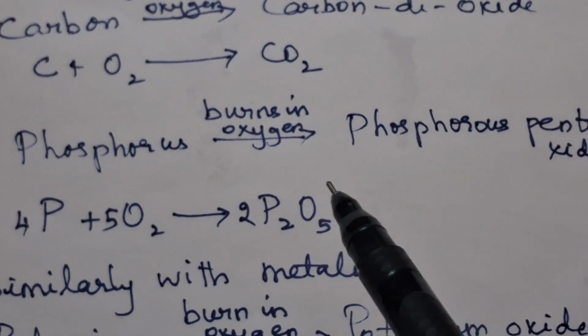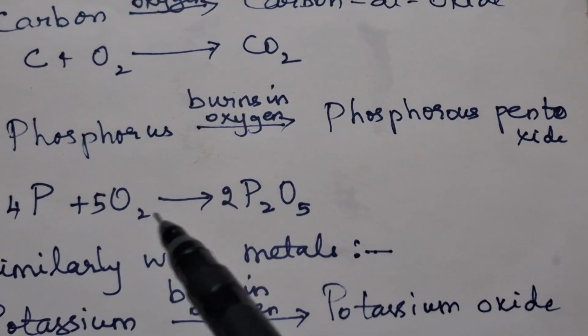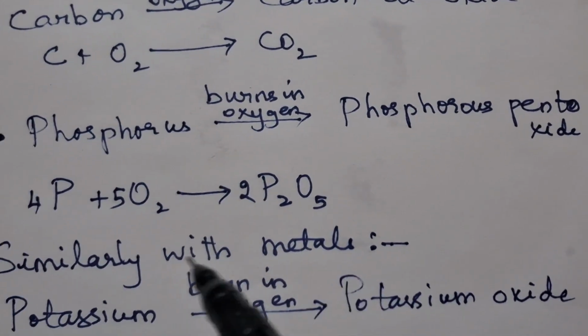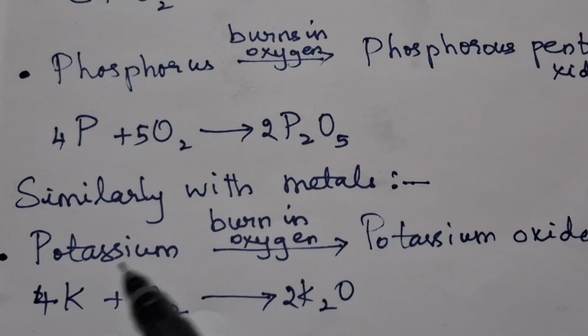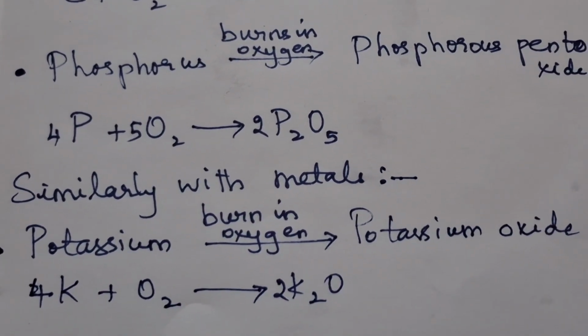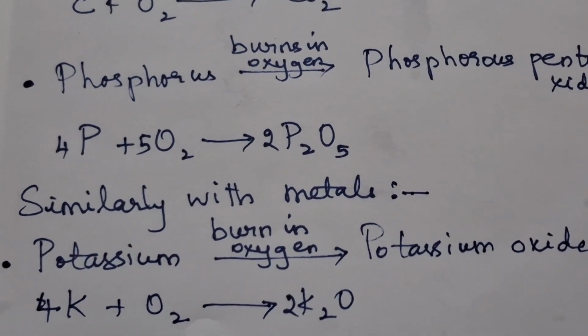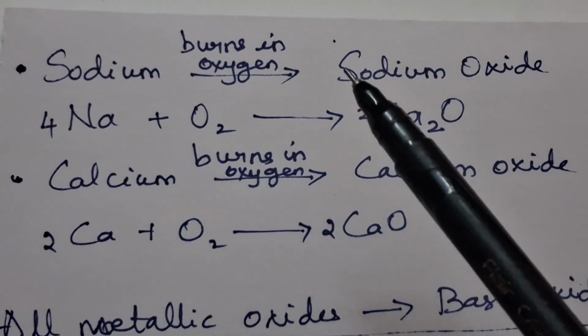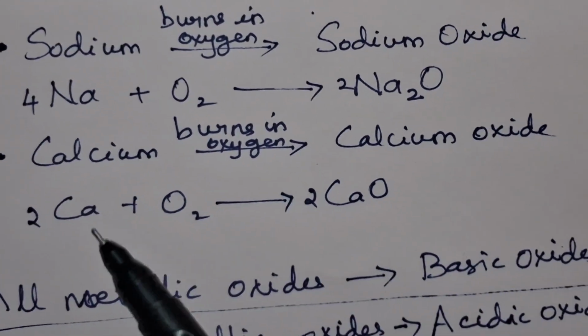Phosphorus burns in oxygen to give phosphorus pentoxide. P plus 5O2 gives you P2O5. You have to balance the equation. Similarly with metals. When potassium burns in oxygen, it gives you potassium oxide. K plus O2 gives you K2O. Sodium burns in oxygen to form sodium oxide, that is Na plus O2 gives you Na2O.